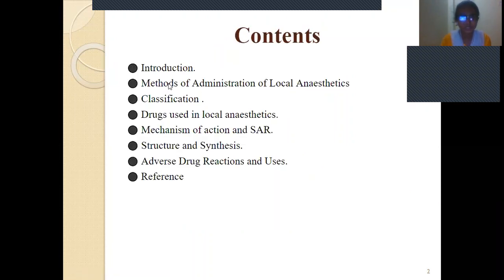In this we will discuss the introduction, meaning what anesthesia is and what local anesthesia is, the routes of administration of local anesthetics, classification, the drugs used as local anesthetics, mechanism of action, structure activity relationship, structure, synthesis, adverse drug reactions and uses.